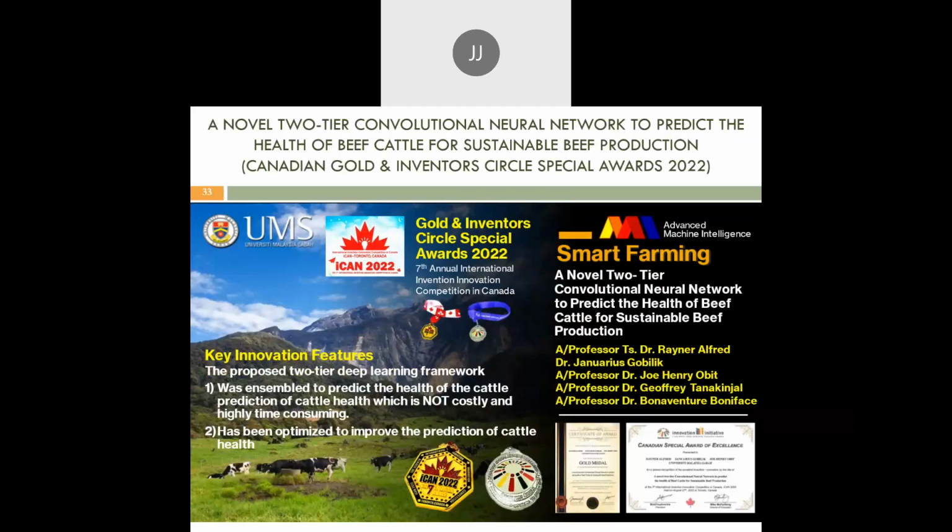We also have this one, in which we can predict the health of the beef cattle based on the movement, the weight, and also the feeding program that we have. For this one we got the Canadian Gold and also the Inventor Circle Special Award last year.